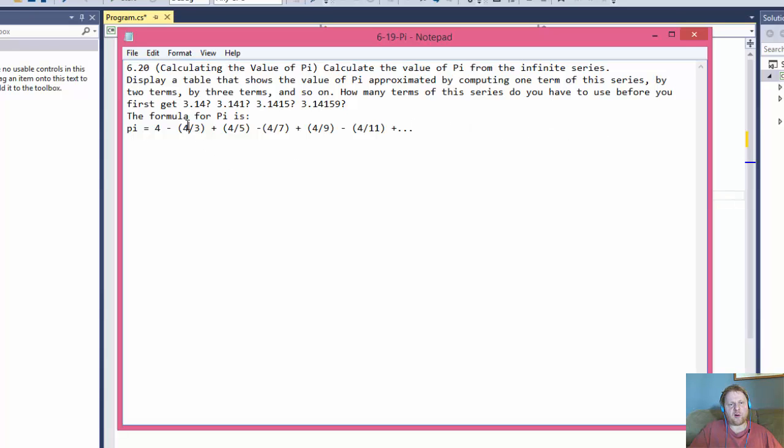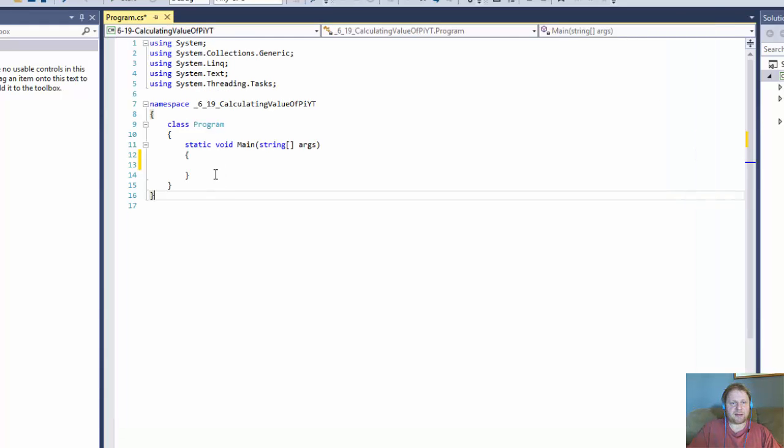So the number 4 stays the same. That does not change. What does change, we start with 4 thirds, but then we go 4 divided by 5, 4 by 7, 4 by 9. In other words, the denominator increases by 2. So we need to alternate for these values. All right, so let's get to do that.